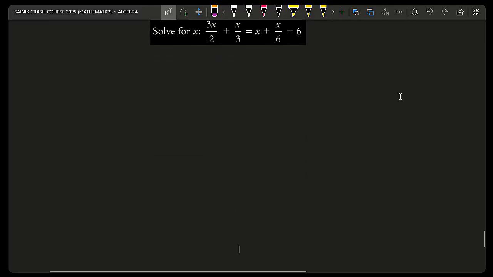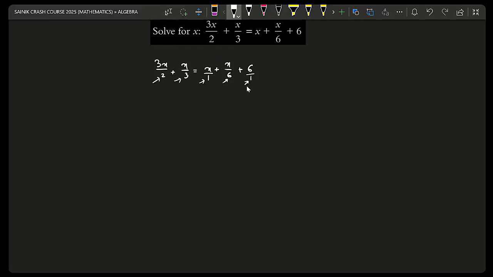Okay, I'm explaining this question. I'm writing the equation again. 3x by 2 plus x by 3 is equal to x plus x by 6 plus 6. Now what I do is, I see the denominator 2, denominator 3, and there is no denominator for x. If there is no denominator, we can use 1, and for this 6 also we can use 1. Now the denominators are 2, 3, 1, 6, 1. I don't want to have denominators so that I can add easily. So find the LCM of the denominators.